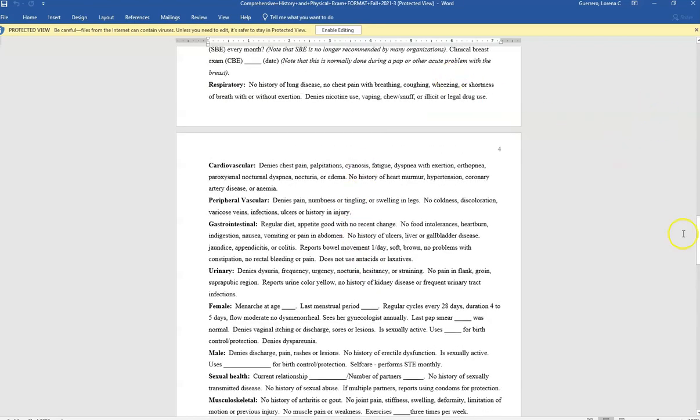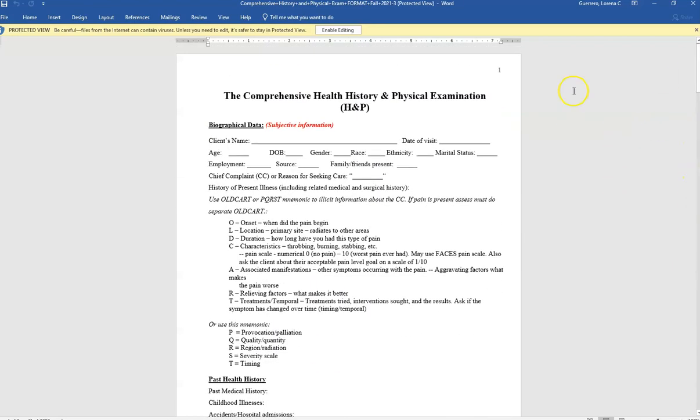Let's go back to the very beginning. Subjective information is the client's name, usually the date of visit, the age, their date of birth, gender, race, and ethnicity. There are certain diseases that affect certain races and ethnicities, so that's important to state. Marital status: the patient is going to go home, and I want to know whether they have support or not. Who cares for them? Where do they live? What kind of things do they do?